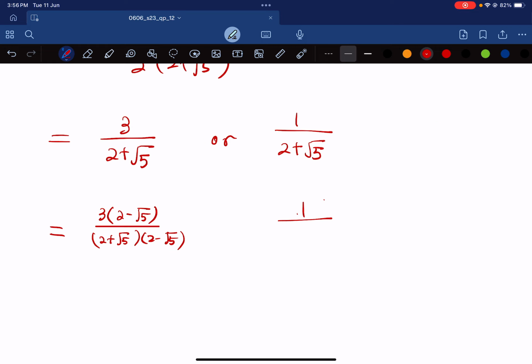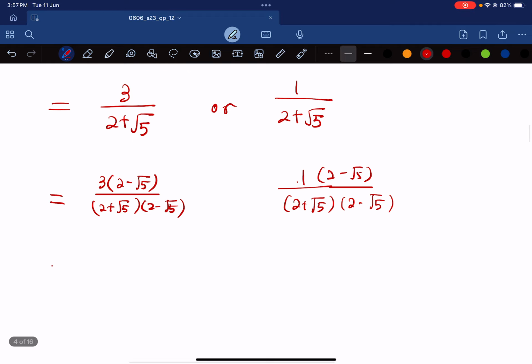This would be 1, 2 minus √5, and then 2 plus √5 times 2 minus √5. So this would be 6 minus 3√5. This is (a plus b) times (a minus b), which is a squared minus b squared. And this would be 2 minus √5. This would be a squared minus b squared.